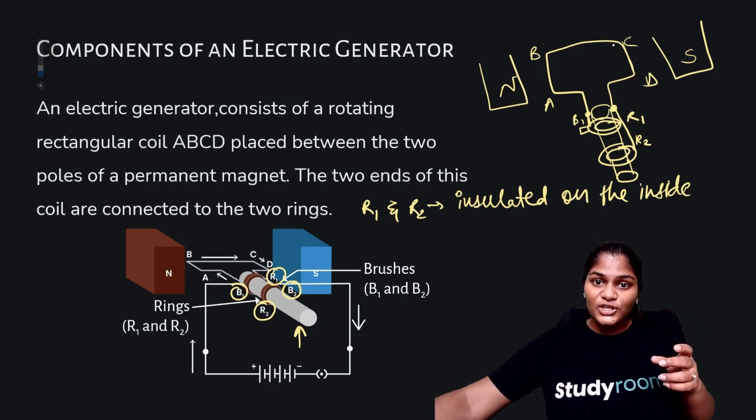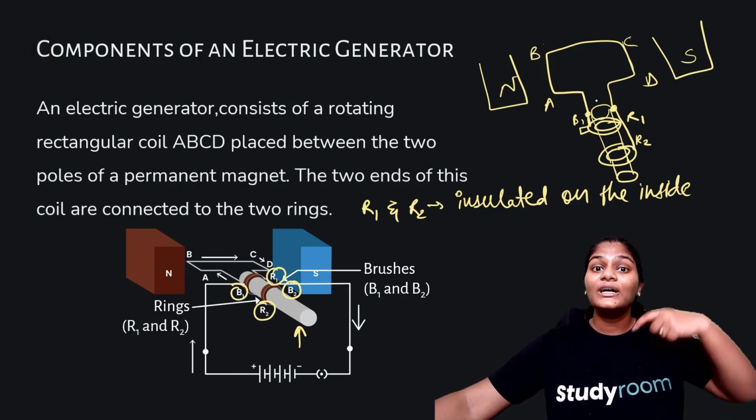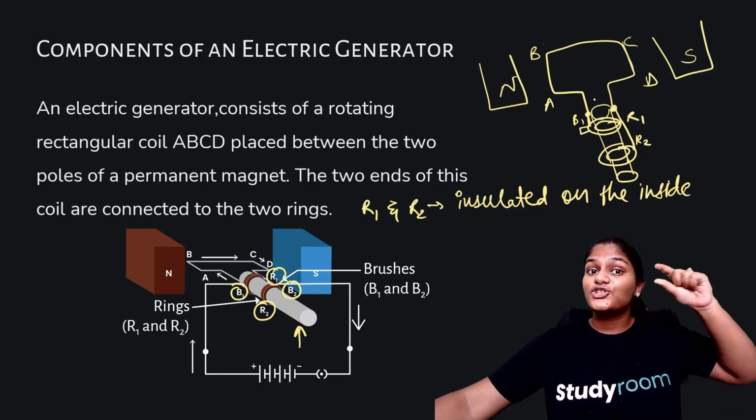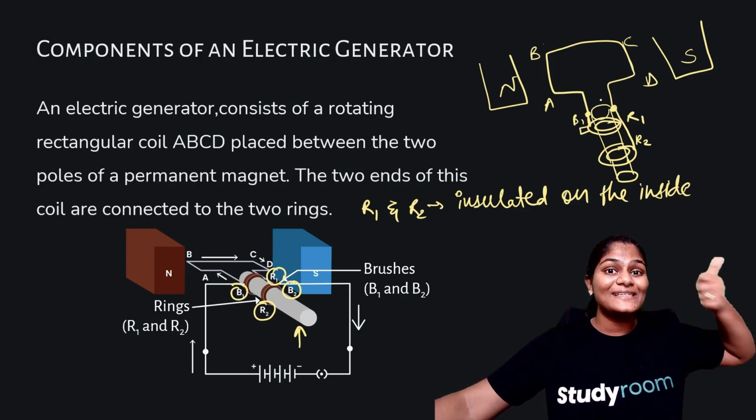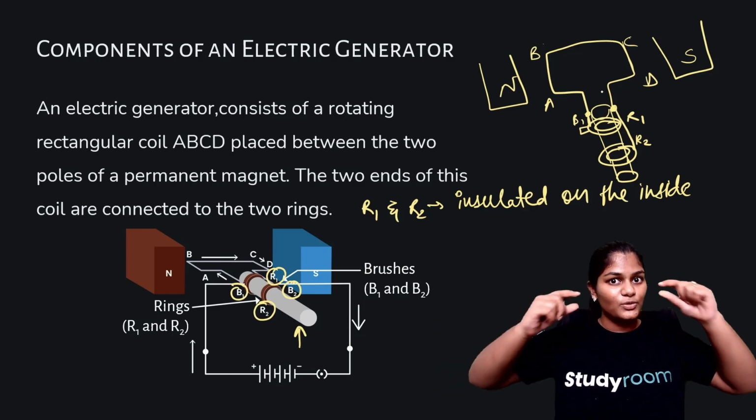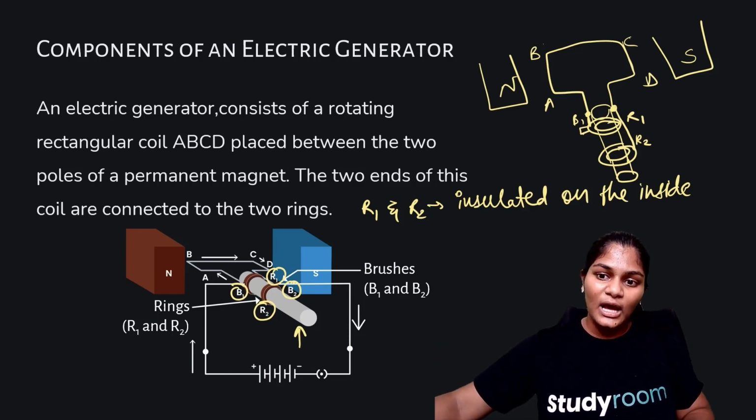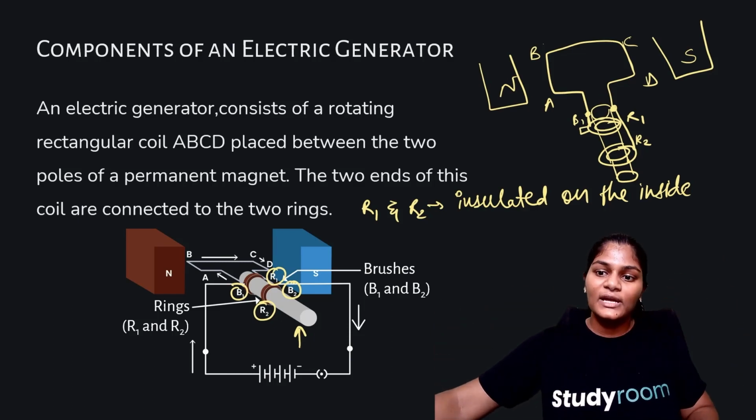The stationary brush which does the work of the ring X, and the stationary brushes which do the work of the X and Y in case of the motor. You remember those stationary brushes. So ring R1 and brush B1 and ring R2 and brush B2.